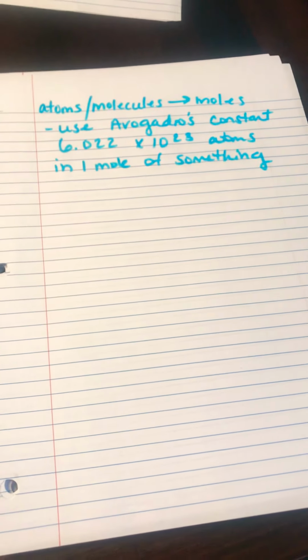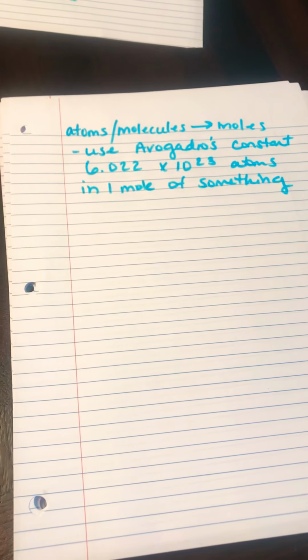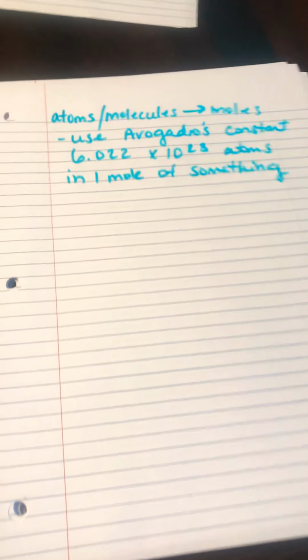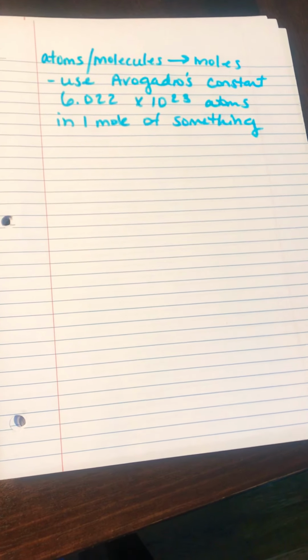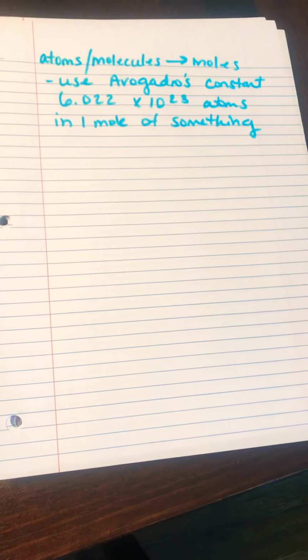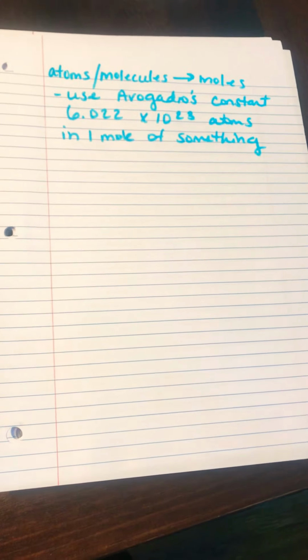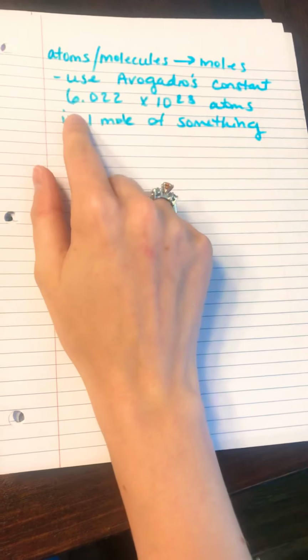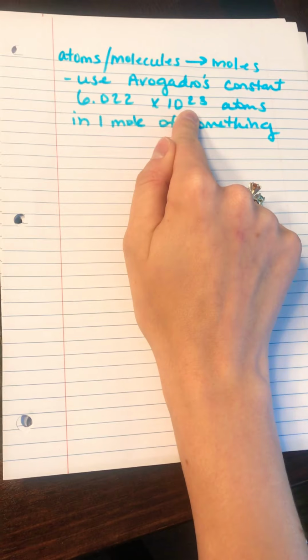Hello, so in this video I'm going to talk about converting atoms and molecules to moles. So the first thing we need to know to do that is what is Avogadro's constant. Avogadro's constant, many of us are familiar with the number, but we have no idea what that number represents or means. So it's 6.022 times 10 to the 23rd.